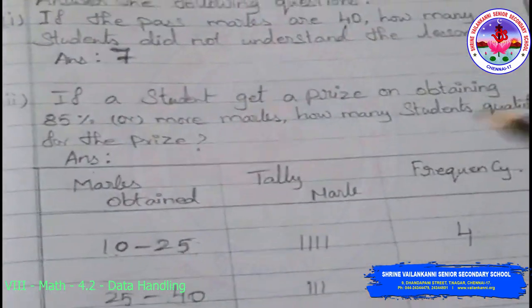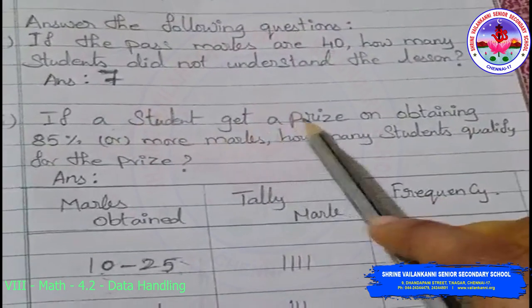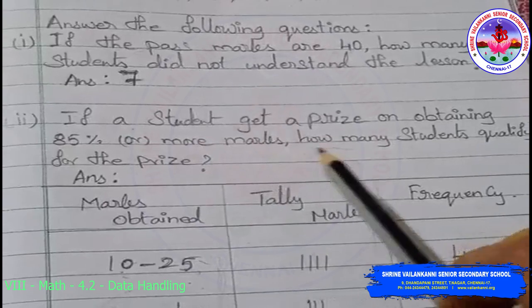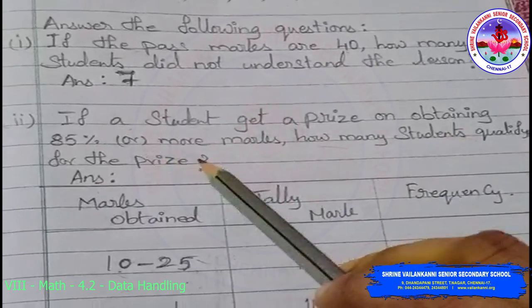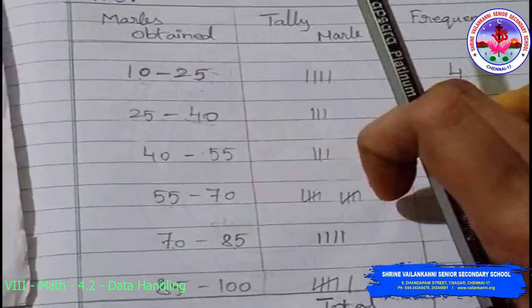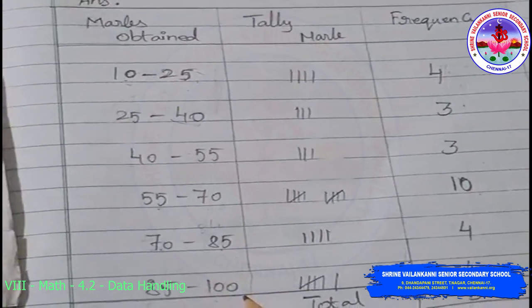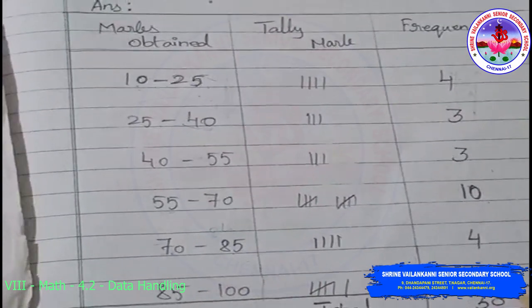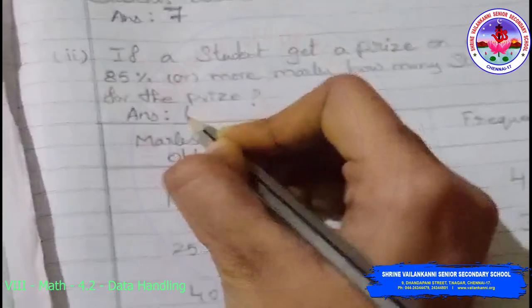The next question. If a student gets a prize on obtaining 85% or more marks, how many students qualify for the prize? Here the class interval 85 to 100 has frequency value 6. So the number of students is 6.